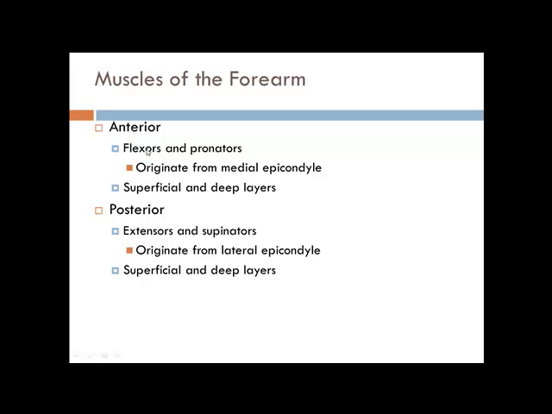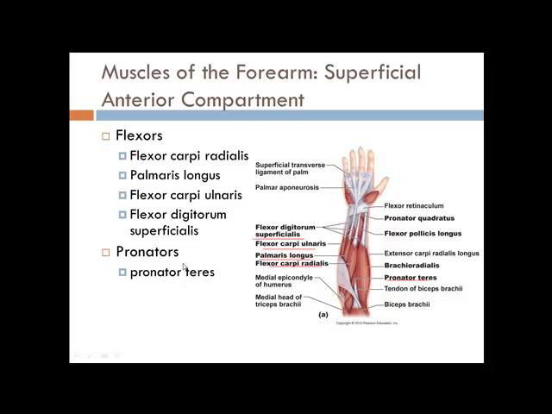Okay, so with our forearm, once again, the anterior will be our flexors and pronators. The posterior will be the extensors and supinators. Flexors will come off of our medial epicondyle. Extensors will come off of our lateral epicondyle. So here is our medial epicondyle. You remember we said all of our flexors come off of the medial.